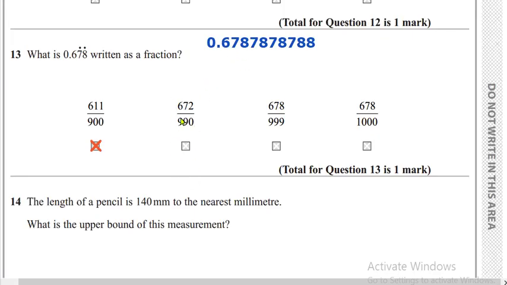Now let's check this. So 672 divide 990. This gives me 0.678787878. This means, and as I said, they rounded the 8 into 9. And this means that the right answer is 672 over 990. As I said, you can come to the calculator, understand what this number means, and check which one is the right number. Now, let's move on to the next question.